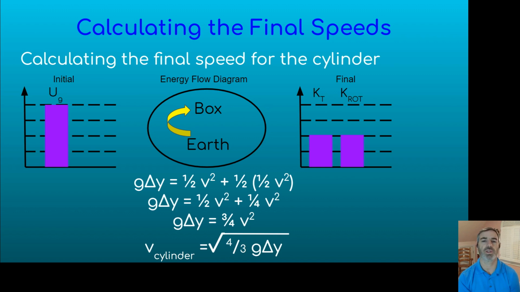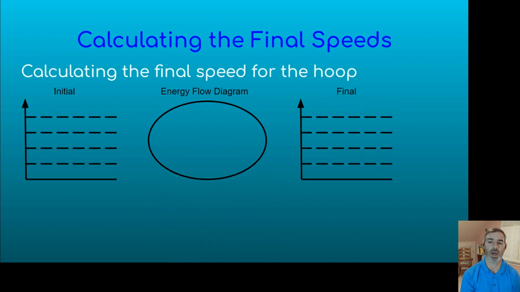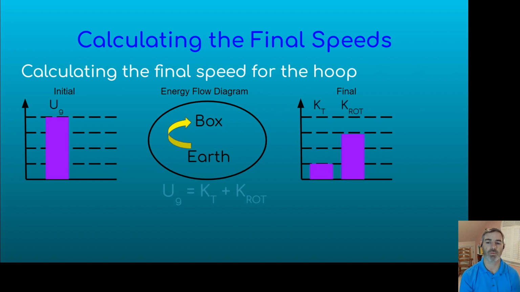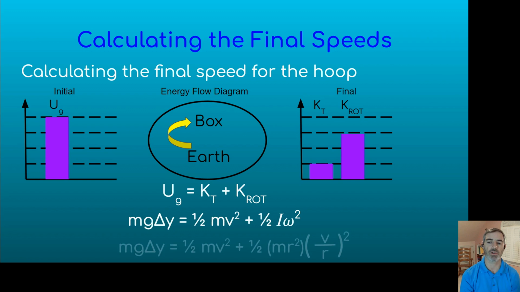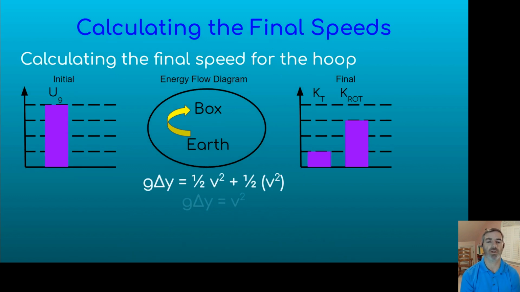So lastly, let's do this for the hoop as well. Again, going through this rather quickly, the hoop was moving slowest at the bottom, so it's going to have the least translational and the most rotational. So we can, again, substitute our rotational inertia equation, cancel out masses and the radii from our equation, solve for the velocity, and we get that the velocity of the hoop is equal to the square root of g delta y.